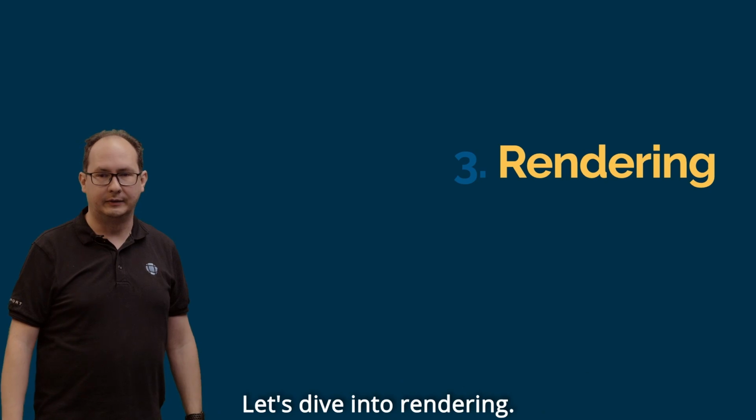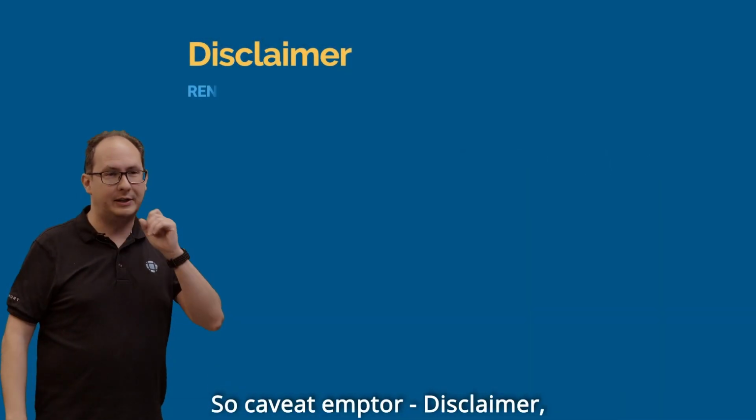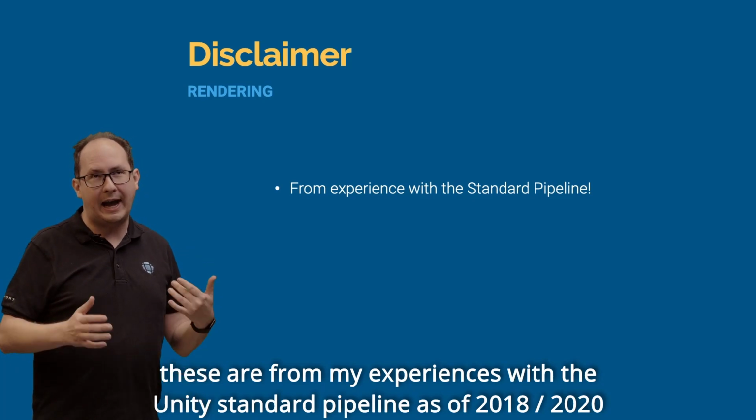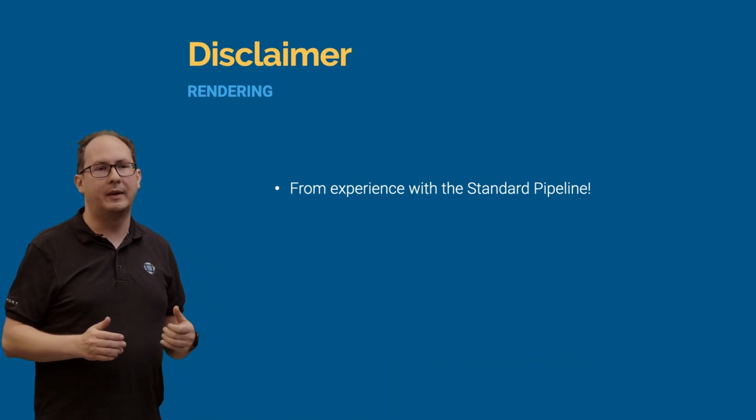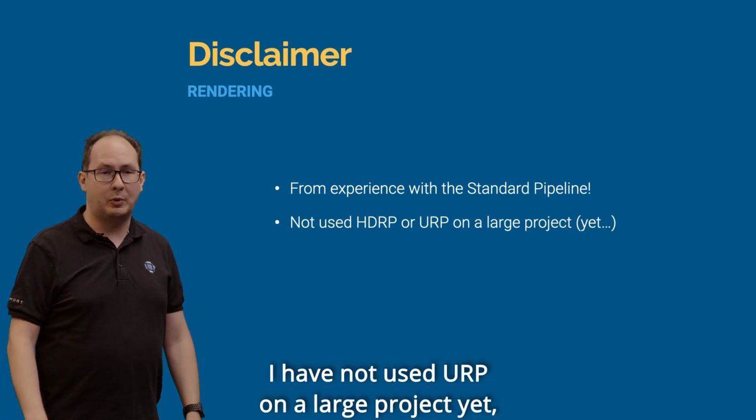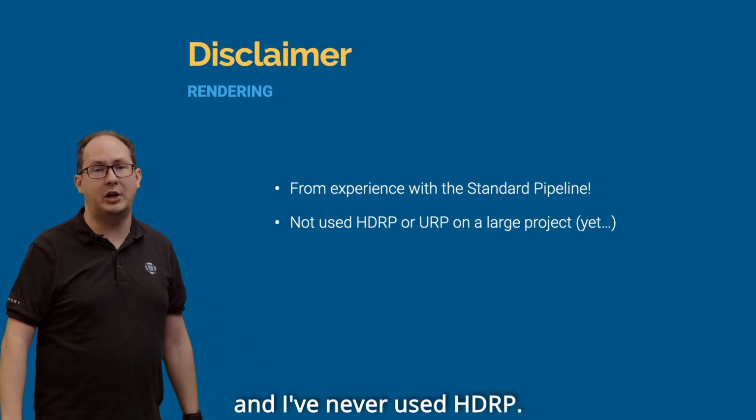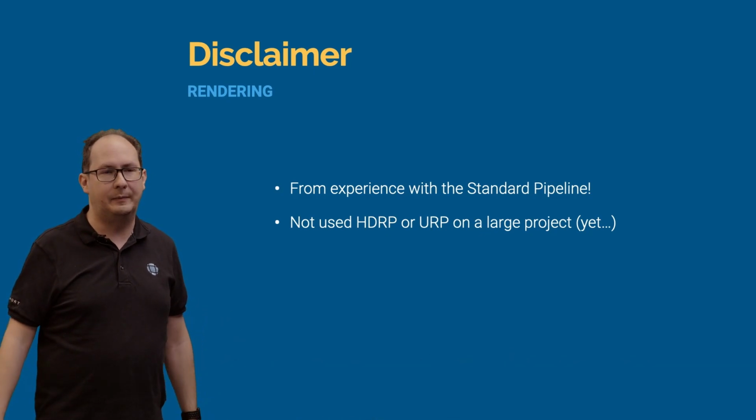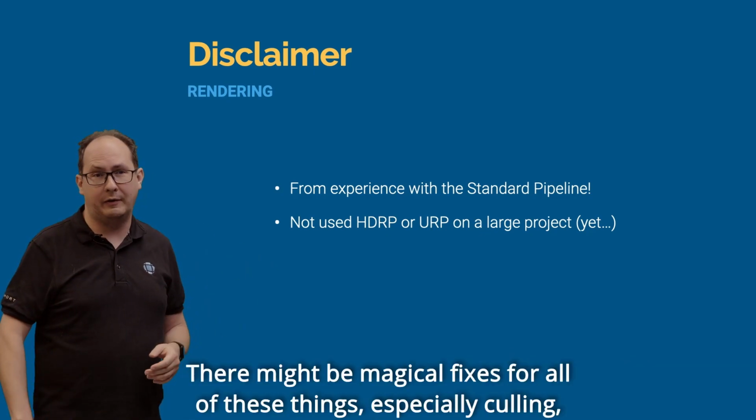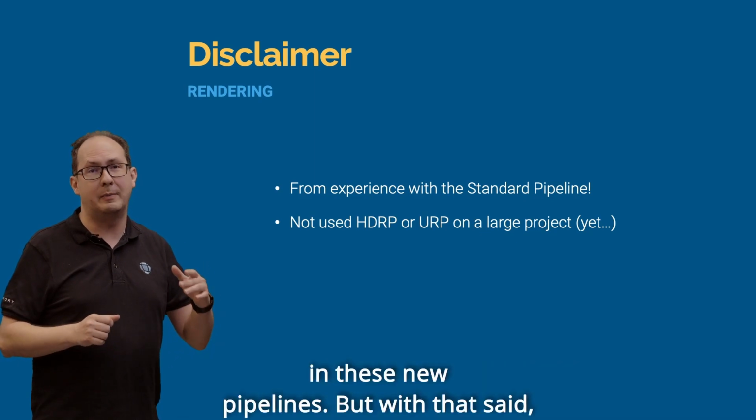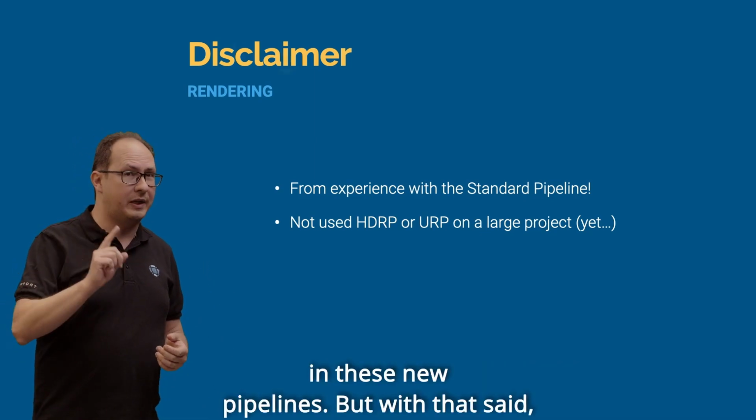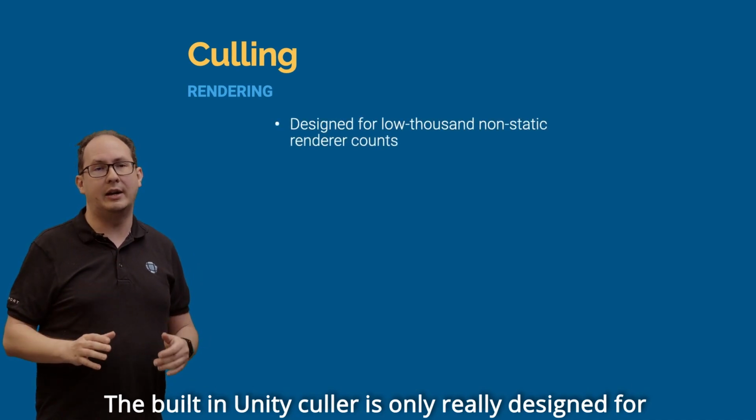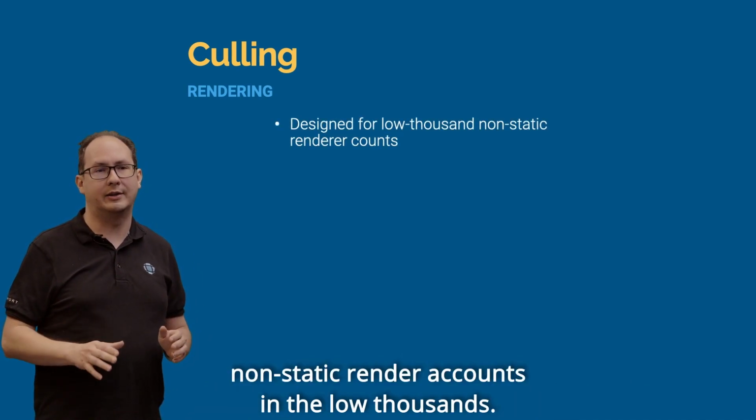Let's dive into rendering. So, caveat emptor, disclaimer. These are from my experiences with the Unity standard pipeline as of 2018/2020. I've not used URP on a large project yet, and I've never used HDRP. I've looked at the pretty examples, I've kicked the tires, not on a project yet. There might be magical fixes for all of these things, especially culling, in these new pipelines. But with that said, the built-in Unity culler is only really designed for non-static render counts in the low thousands.